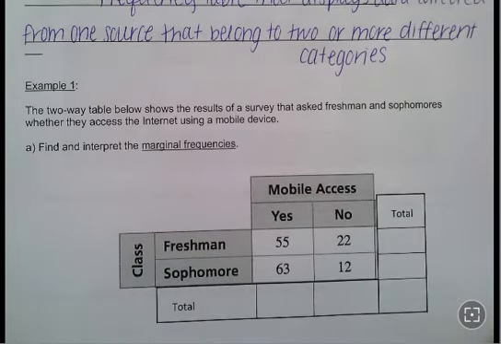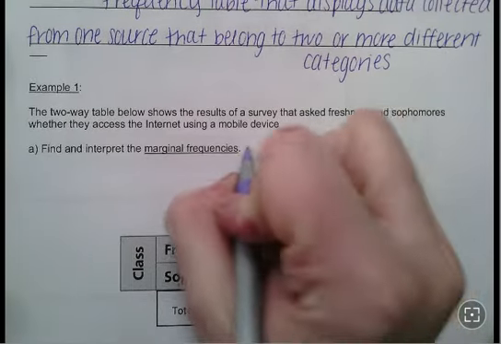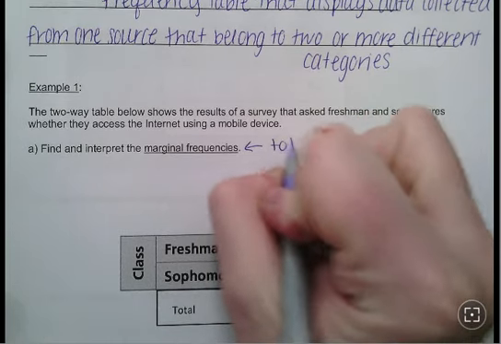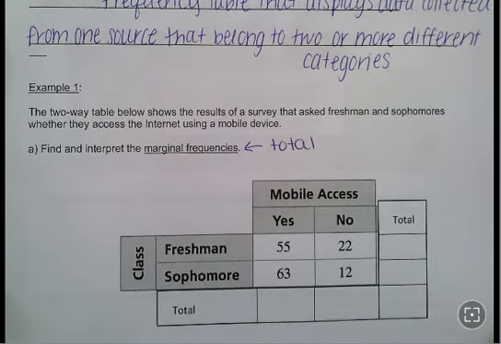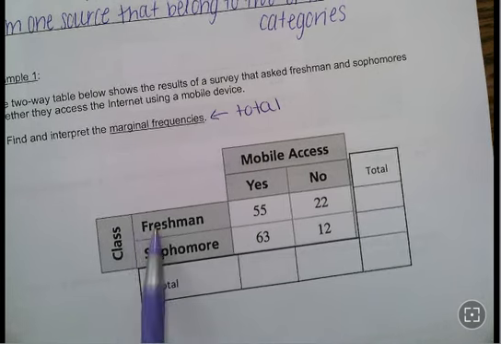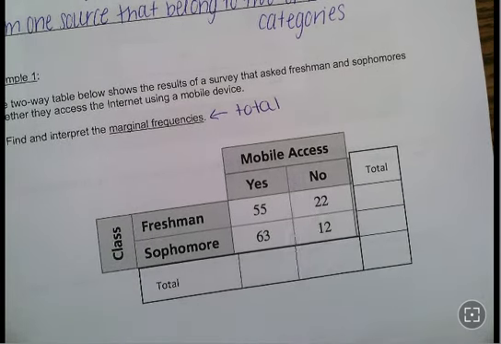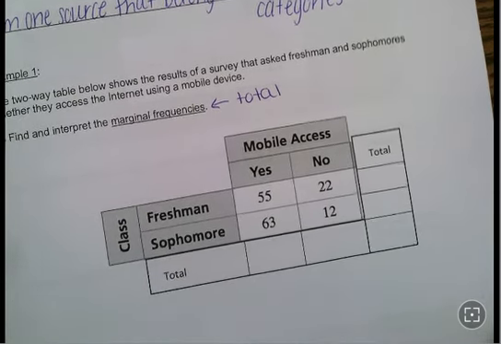So here's example one. It says the two-way table below shows the results of a survey that asked freshmen and sophomores whether they access the internet using a mobile device. And so we want to find and interpret the marginal frequencies, okay? The marginal frequencies, that's just a really fancy word for total, okay? So we asked the freshmen and sophomores if they had mobile access on their phones. Basically, do you have internet on your phone, okay?